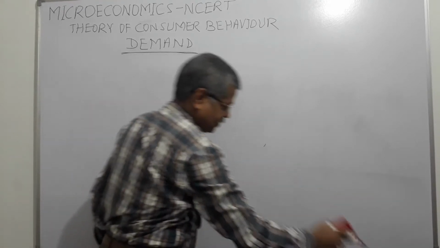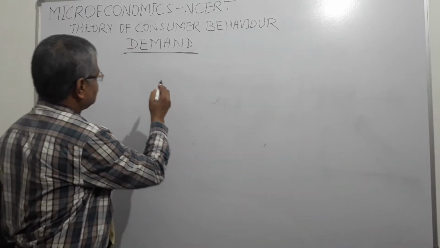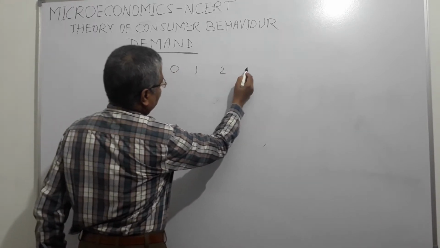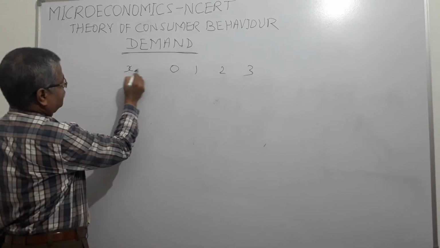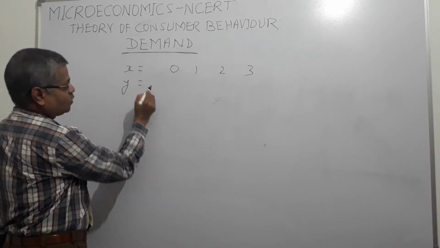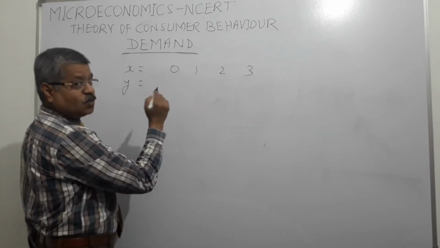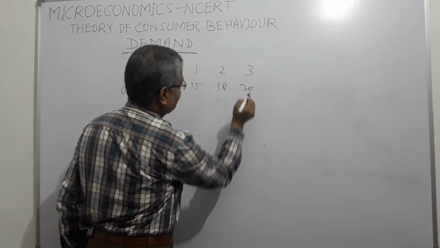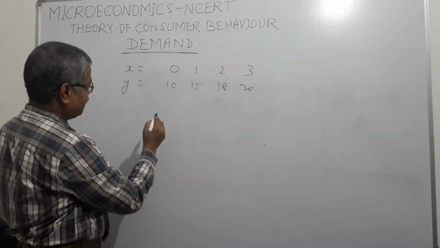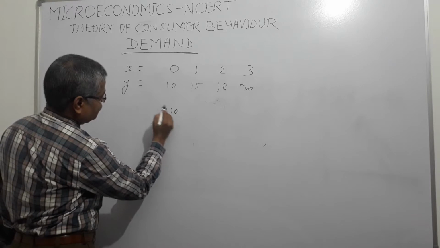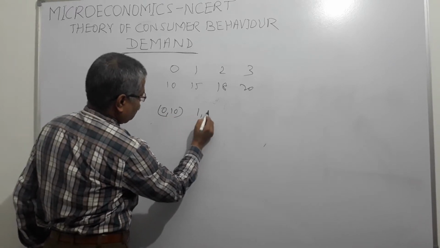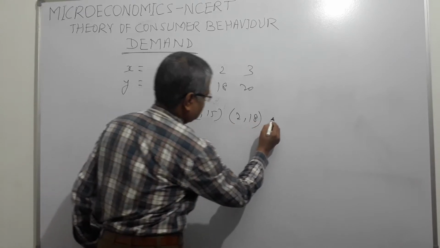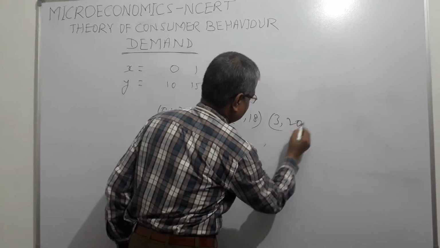We go next. Suppose the value of X is 0, 1, 2, 3 and Y goes like this: 10, 15, 18, 20. So, it becomes like this: 0, 10; 1, 15; 2, 18; 3, 20. Right?